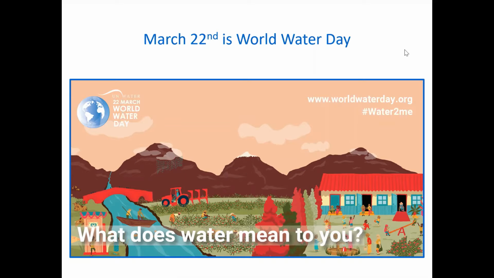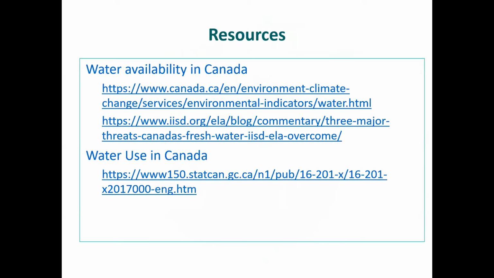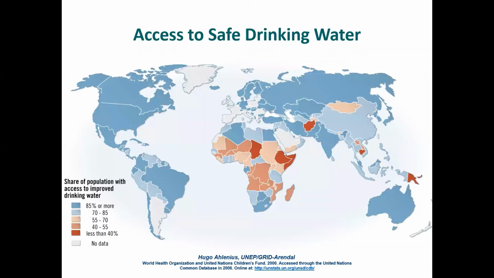Okay, so kind of related to this, we are going to talk mostly about water use today, and a little bit more about distribution, a few other things next day. We've already talked a little bit about water use, way back in topic 1. And one of the things I mentioned is that a lot of places in the world don't necessarily have access to good water all the time.